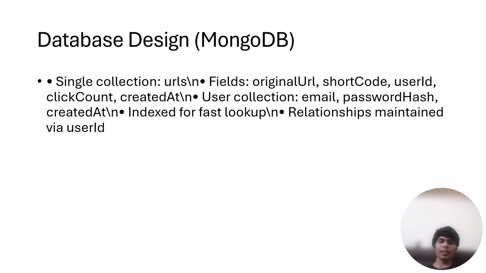Database design. MongoDB, single collection URLs with fields: original URL, short code, user ID, click count, created at. User collection: email, password hash, created at. Index for short code for fast lookup. Relationship maintained via user ID.